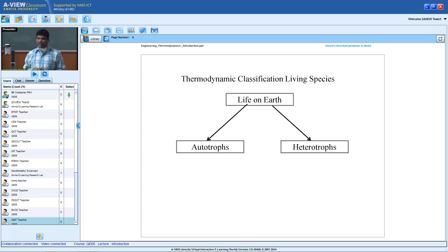You will be thrilled to see this particular way of identifying ourselves. If you see the life on the earth, this is what we call autotrophs and heterotrophs. If I try to look at it in a thermodynamic fashion, which is true also, what is the autotrophs' input? The atmospheric CO2 plus H2O, okay, with the help of a huge amount of solar energy.